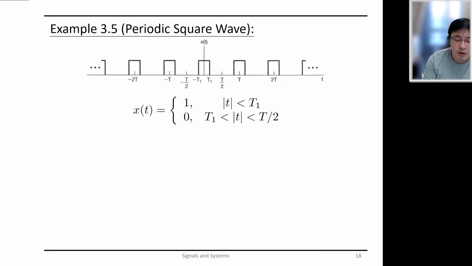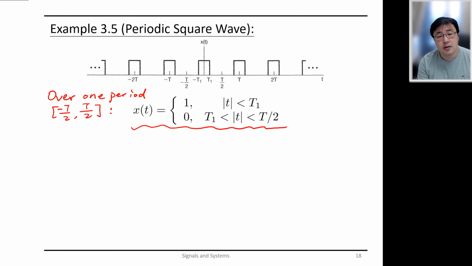So this is a periodic signal. Mathematically, over one period, let's say from minus T over 2 to T over 2, you can express x of t in this form here. x of t is 1 for t between minus T1 and T1, and 0 otherwise.